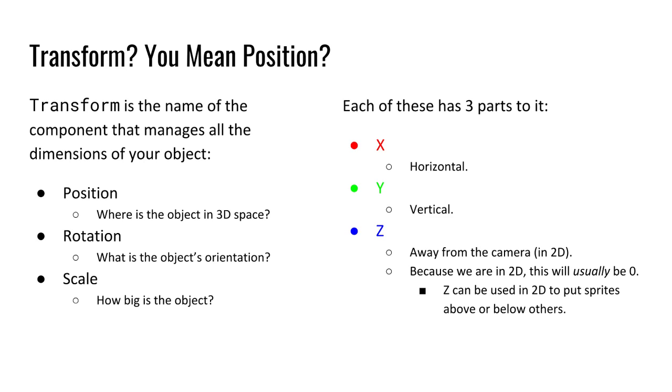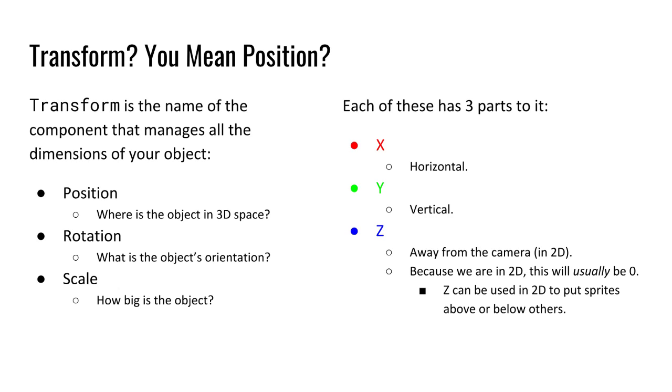So, our first topic is transforms, and you may have heard this a couple times. I think we went over it a couple times last workshop. So what does transform mean? Transform is just the name of the component that manages all of the physical dimensions of an object. It has three different parts: position, where it is in space; rotation, how it's oriented; and scale, how big it is in relation to how big it is in code, basically.